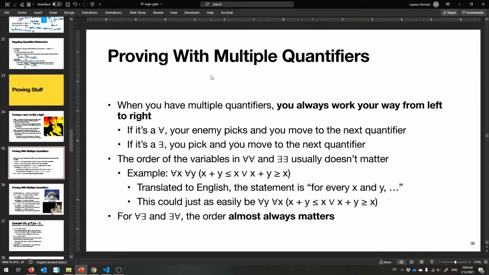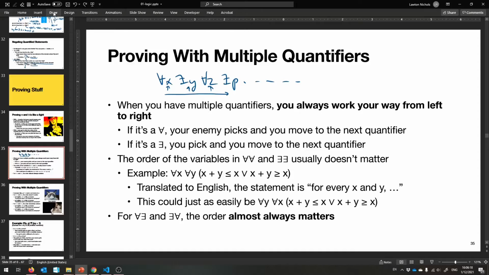Okay, so that's when you have a single for all or a single there exists. But this does scale to multiple quantifiers, because maybe you have like for all x there exists a y such that for all z there exists a p such that blah blah blah blah blah. Okay, and when you have this kind of situation with multiple quantifiers, you always are going to work your way from left to right. You're going to work on picking a value for this one, picking a value for that one, picking a value for this one, and remembering that eventually you're going to have to range over all the things when it's a for all. But you can worry about that later.